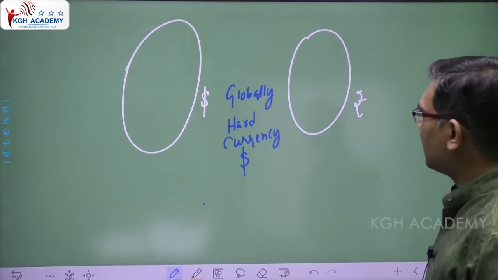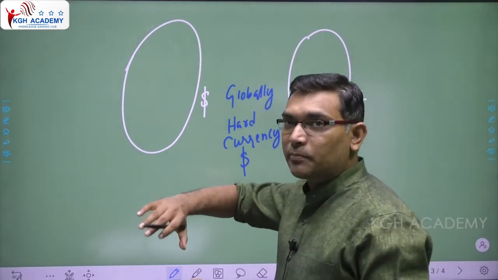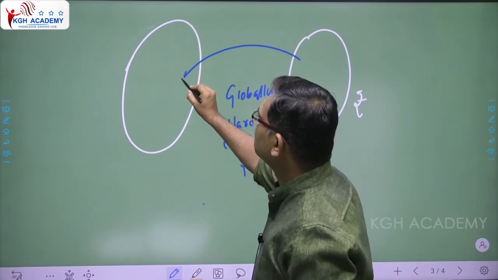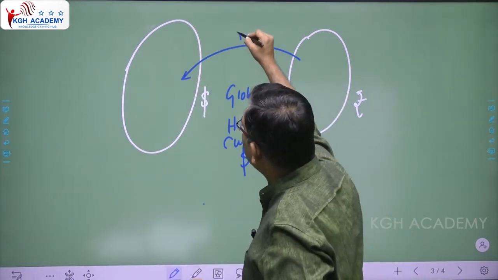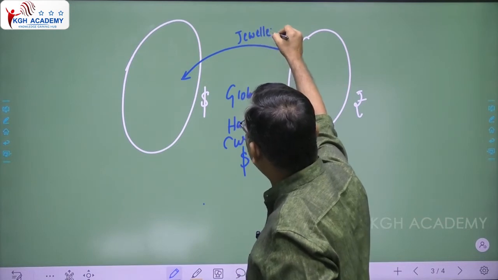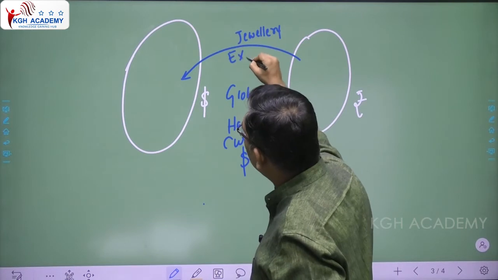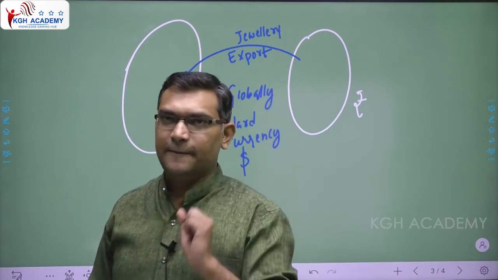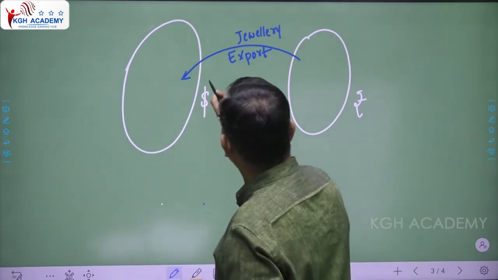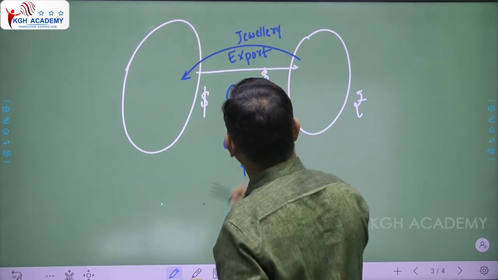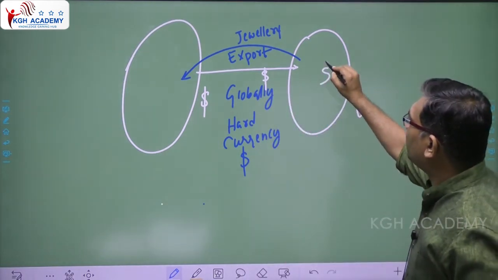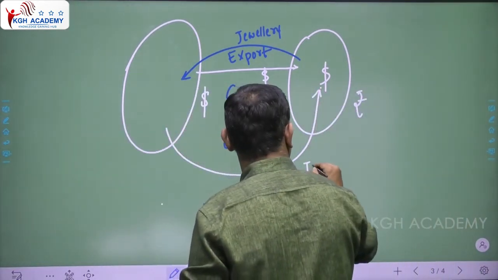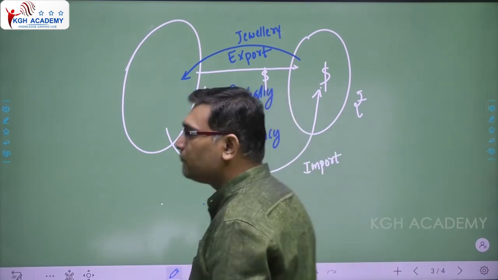Now if this is a hard currency, then if I have to purchase some machinery from outside, first I have to export something. So I will export some jewelry. This is called export. If I export them, he will pay me in dollars. So dollars will come into my economy. Now with this dollar I can import something, I can buy something.